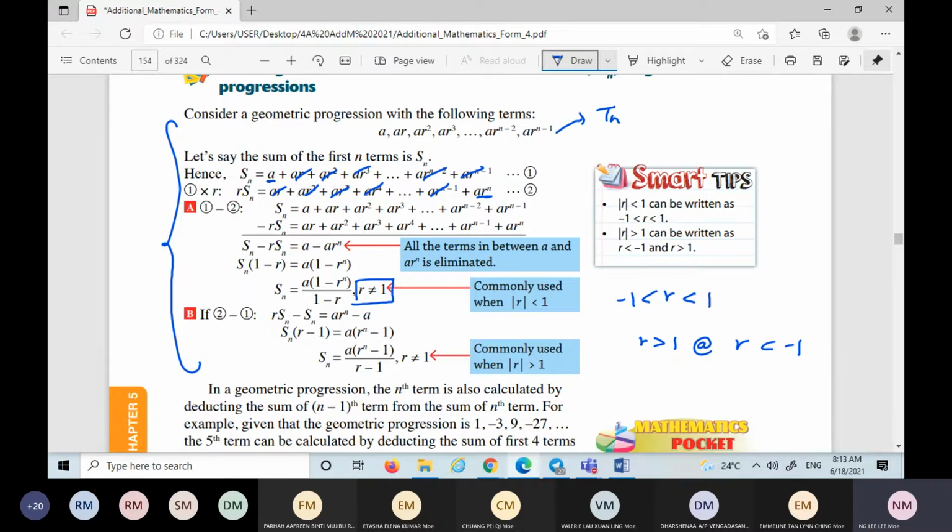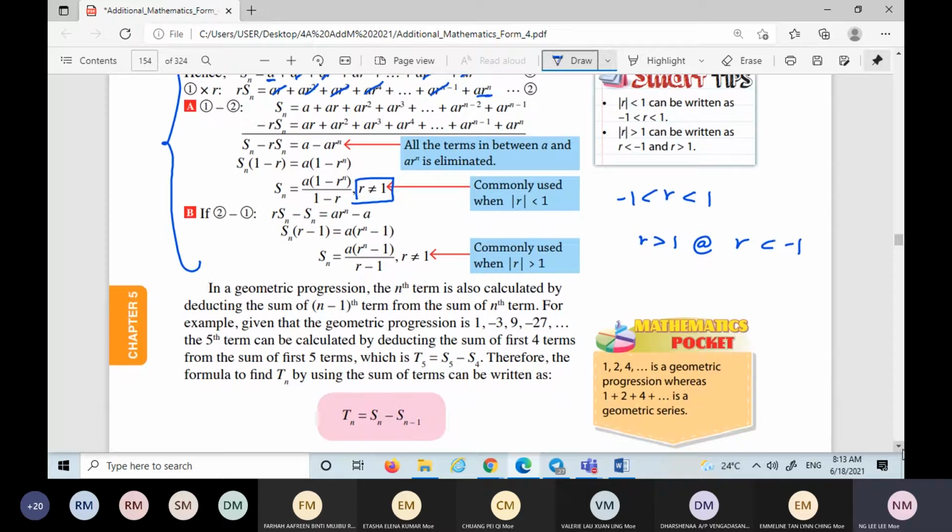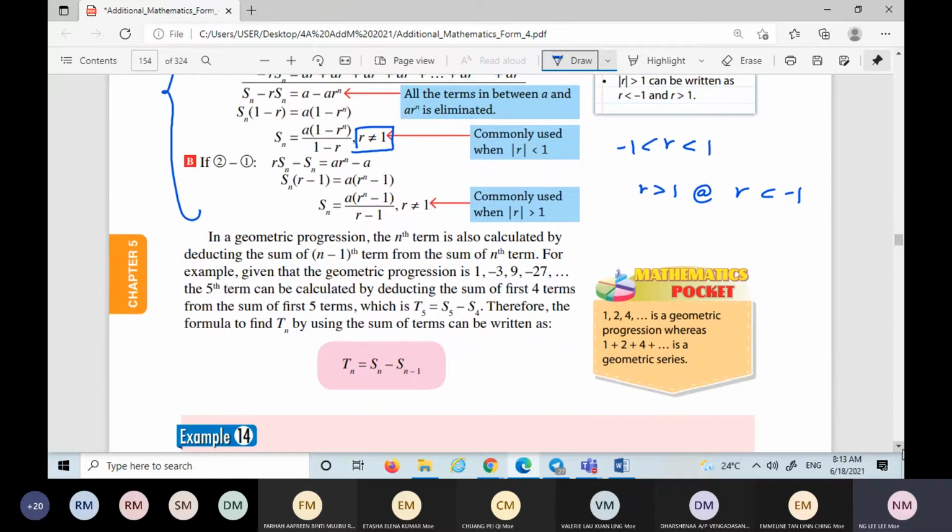Okay, and then we go down. Okay, this one in your AP you also learn the same thing. So AP, GP the same thing. Sometimes they straight away give you the Sn formula. They don't give you the Tn formula. Then they ask for Tn. Then you can use this formula to help you to get the Tn.